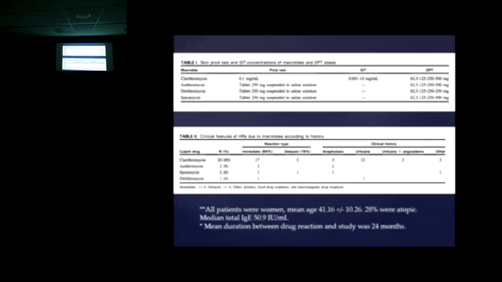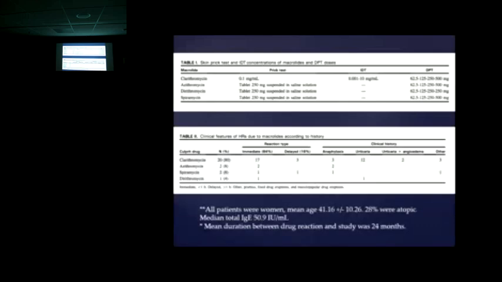And the second table here is the history of the reactions that they had reported. So you can see that clarithromycin was by far the most common culprit drug in this study, and most of the reactions were immediate. A few were delayed, about 15%, and then most of them were urticaria or urticarial angioedema, and then there were a couple anaphylaxis in there as well. Jamie, doesn't it surprise you that all the patients were women?